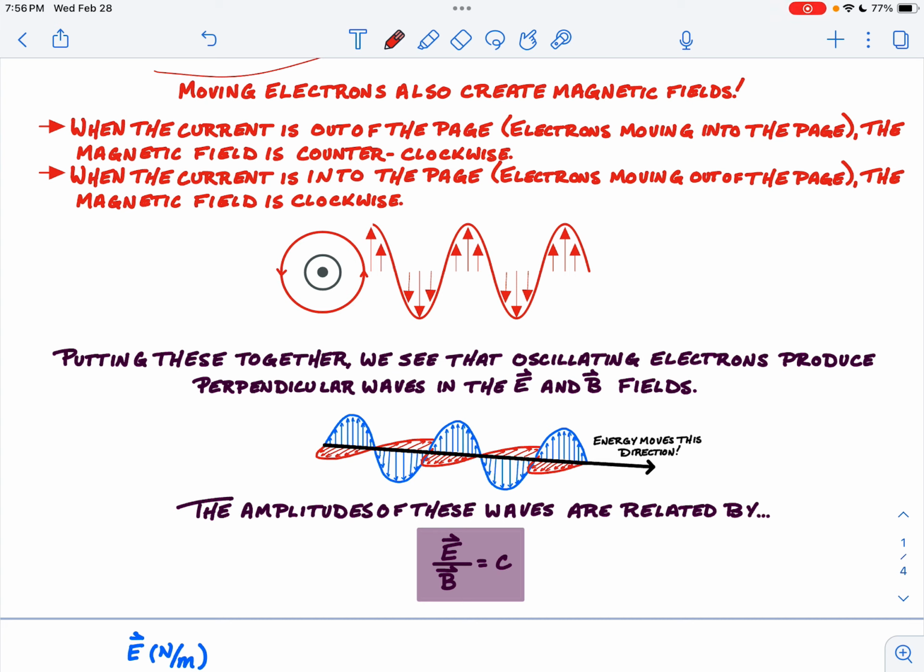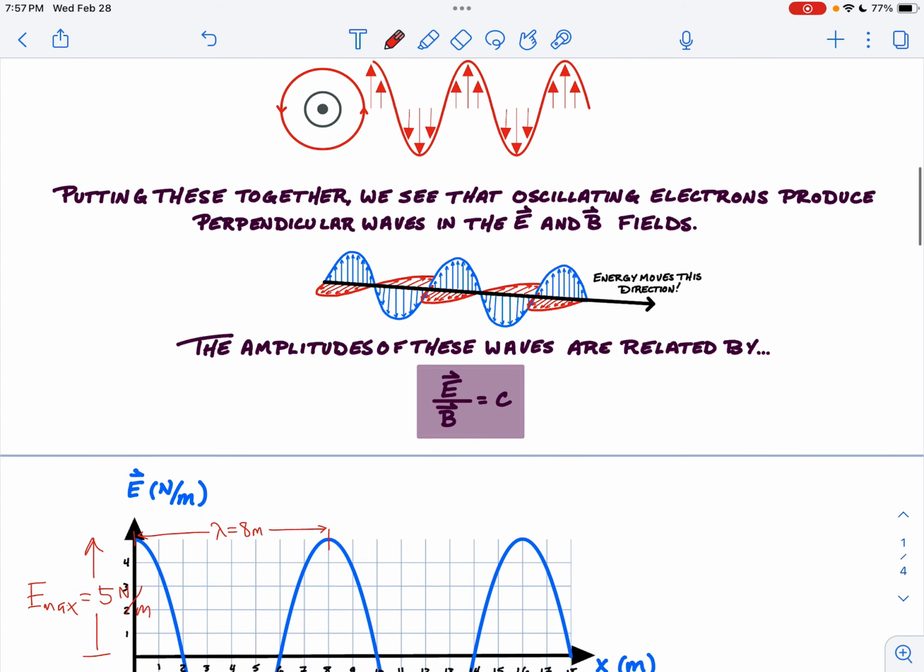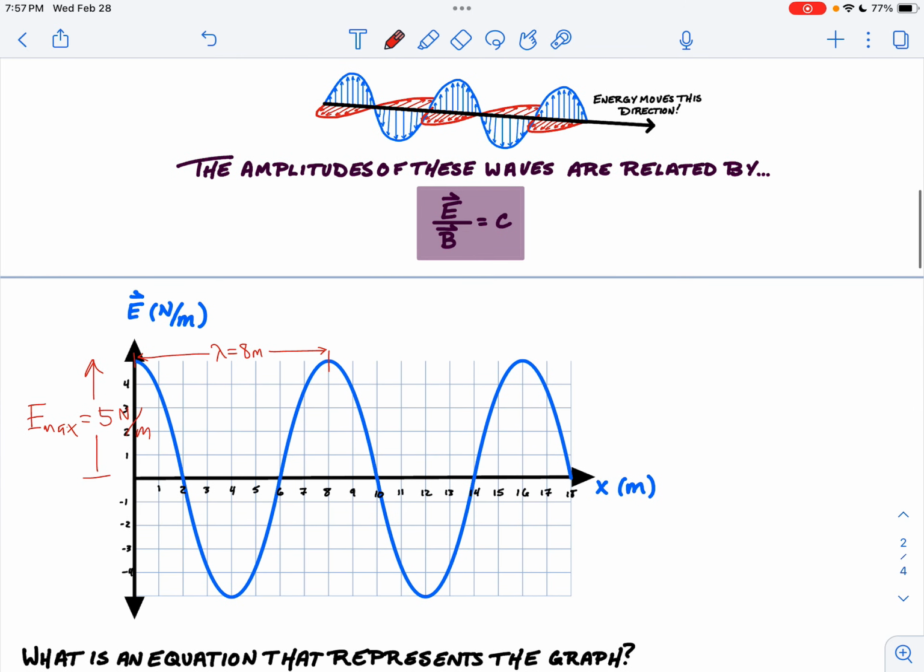And now you know how to figure out the direction of the electric field wobble and the magnetic field wobble because you know the right-hand rule. And these waves are related by the following equation. The electric field strength divided by the magnetic field strength equals c. Or rather, the maximum electric field strength divided by the maximum magnetic field strength equals c. So for example, let's say we had an electric field wave that looks like this. It has a wavelength of 8 meters. It has a maximum displacement of 5 newtons per meter.